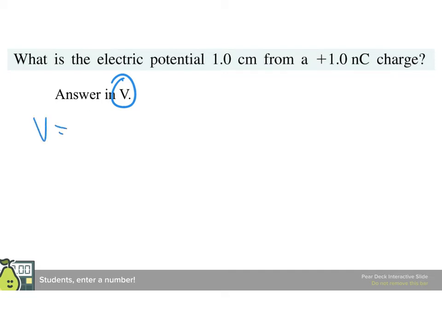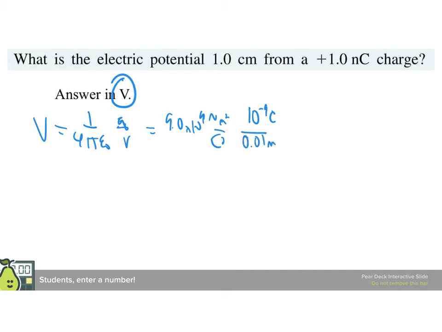So we have that the potential is 1 over 4 pi epsilon naught Q over R, which is 9.0 times 10 to the 9 newton meter squared per coulomb squared, times 10 to the minus 9 coulombs over 0.01 meters, and we get something like 900. And then we have coulombs over coulomb squared, so we have something over coulomb, and we have newtons times meters, which is a joule. Hey, that's 900 volts, as we'd hope.